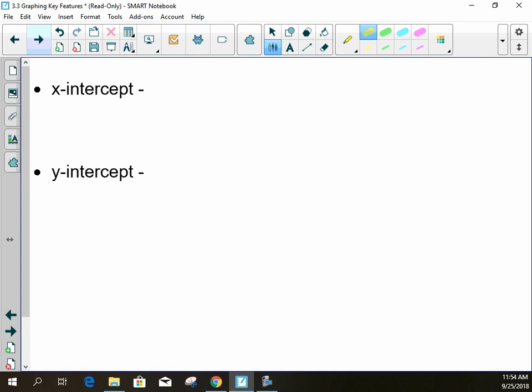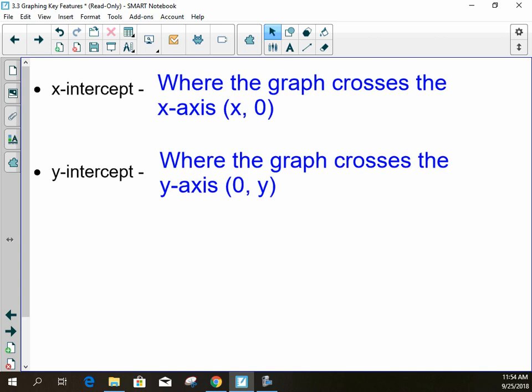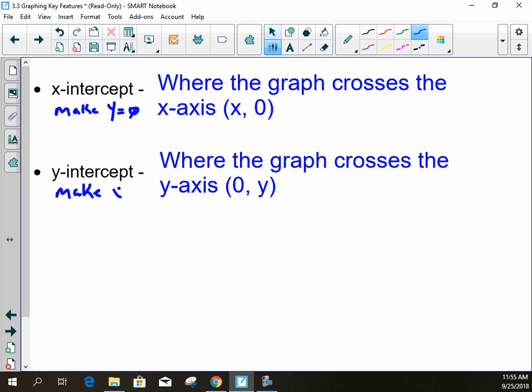All right, your x-intercept, your y-intercept. Your x-intercept is where the graph crosses the x-axis. That makes sense. To find your x-intercept, make y equal to 0. Your y-intercept is where the graph crosses the y-axis. To find the y-intercept, make x equal to 0.